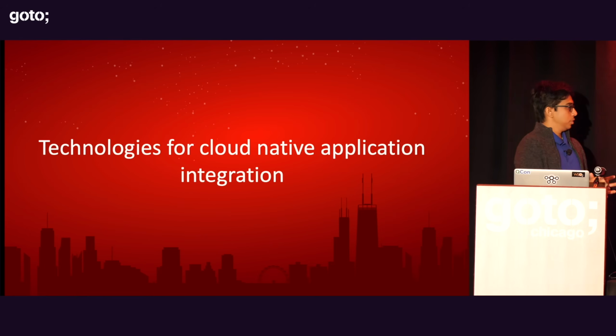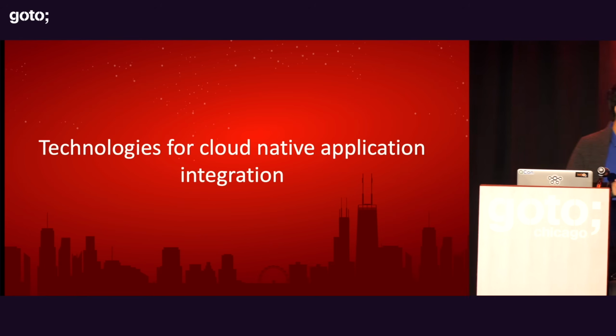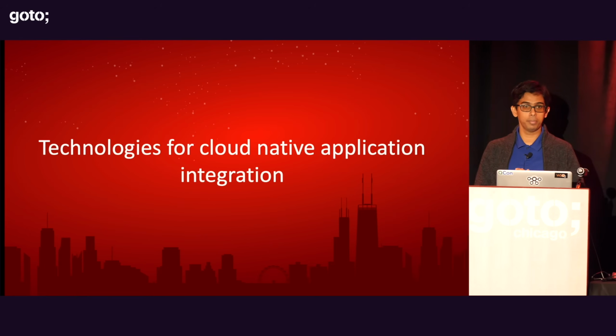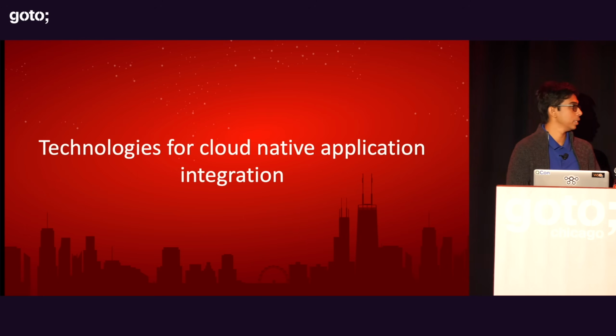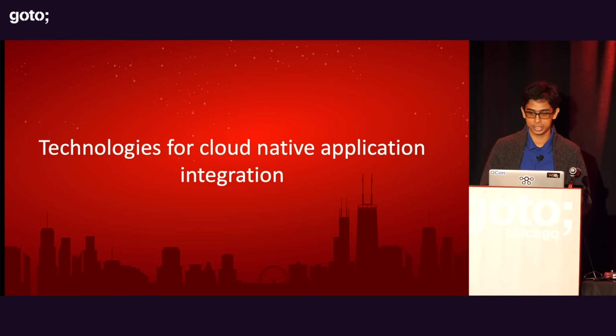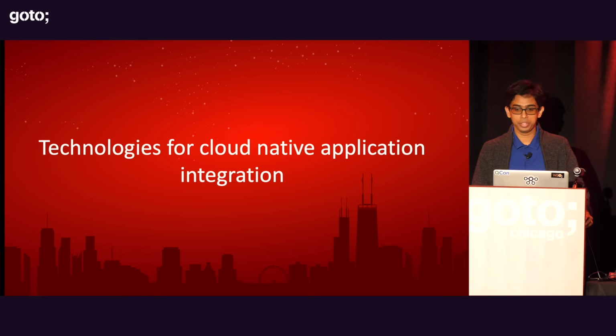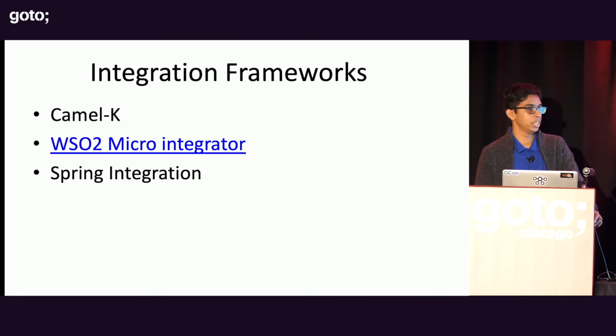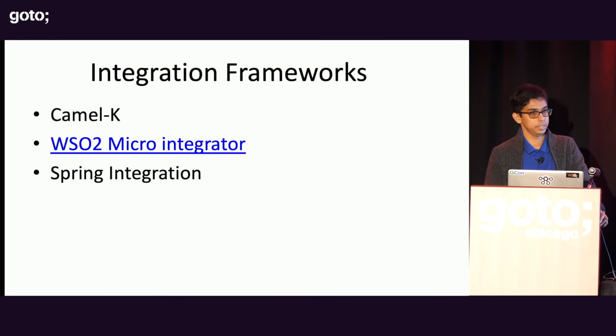Okay, so we talked a lot about the requirements that you have in building cloud native applications and building interconnection between those applications. So let's look at some of the cloud native frameworks that are available for doing this. Obviously, most of the conventional ESB solutions won't be a good fit for this, simply because they are monolithic, so they are not Docker friendly, they are not Kubernetes friendly.